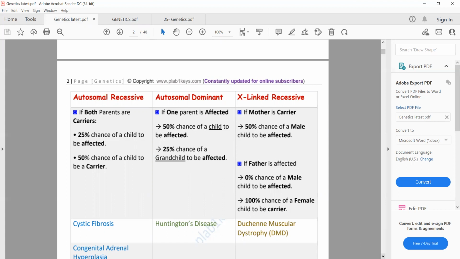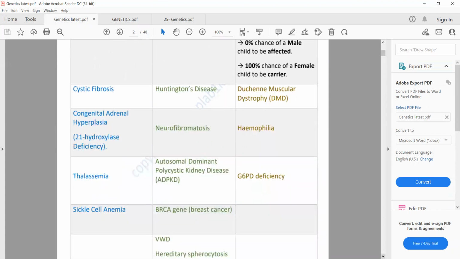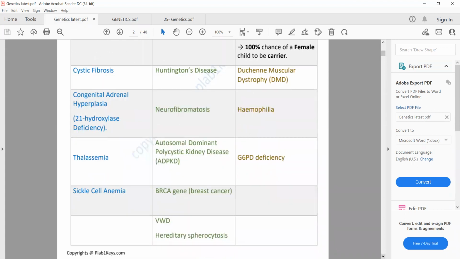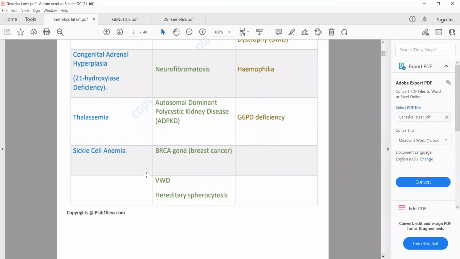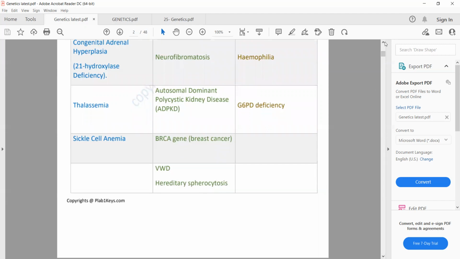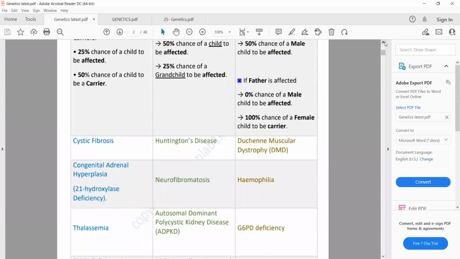Examples of autosomal dominant diseases include Huntington disease, neurofibromatosis, autosomal dominant polycystic kidney disease, BRCA gene, which can cause breast cancer, von Willebrand disease, and hereditary spherocytosis. All these are examples of autosomal dominant diseases that you need to remember for PLAB 1.